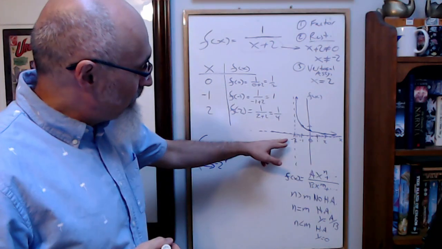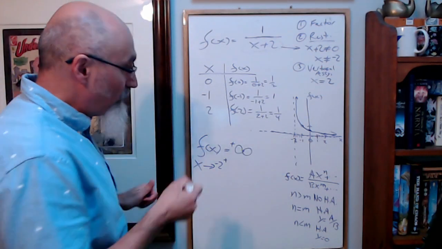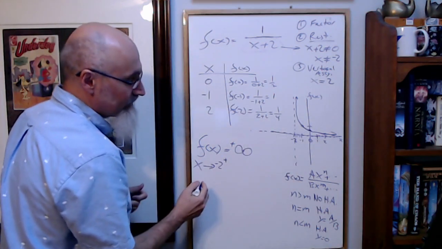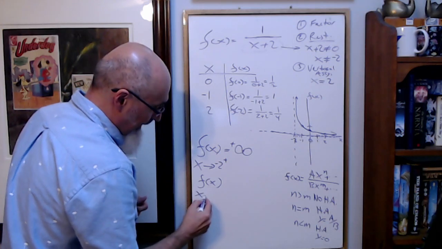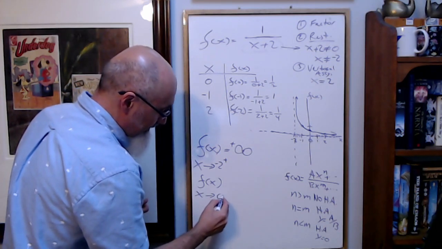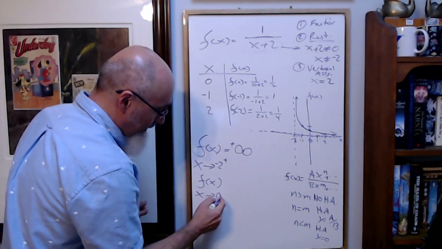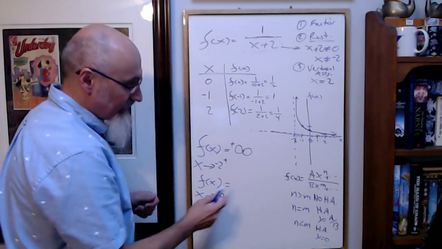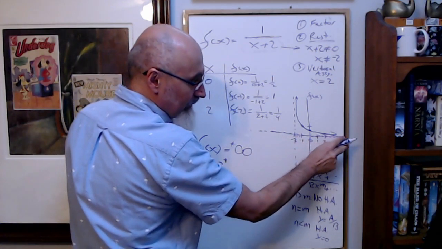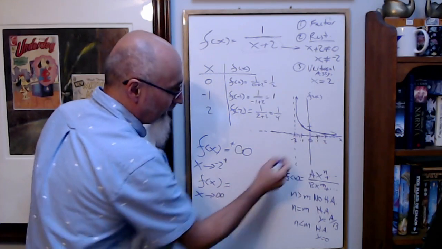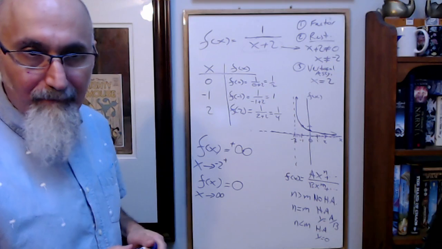So we know what's going on this side. Let's see what happens on this side, right? And by the way, the other way you could write for this is f of x. What happens to f of x as x approaches zero, right? As x goes to infinity, as x gets bigger and bigger, f of x approaches zero, right?